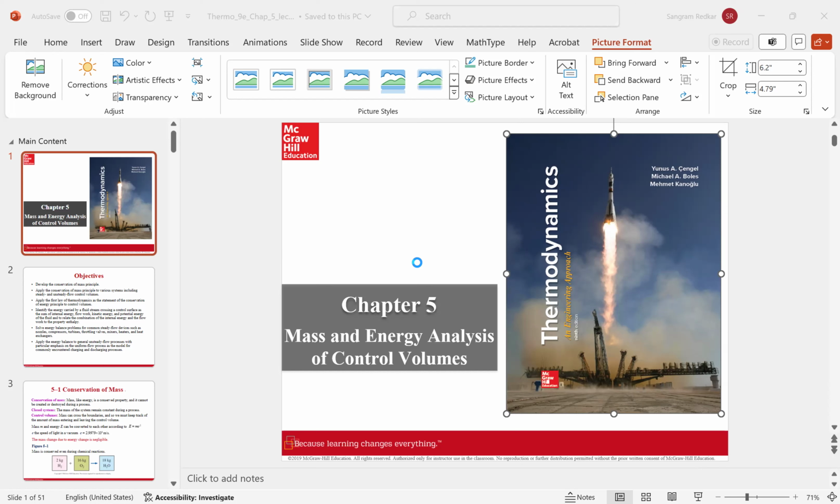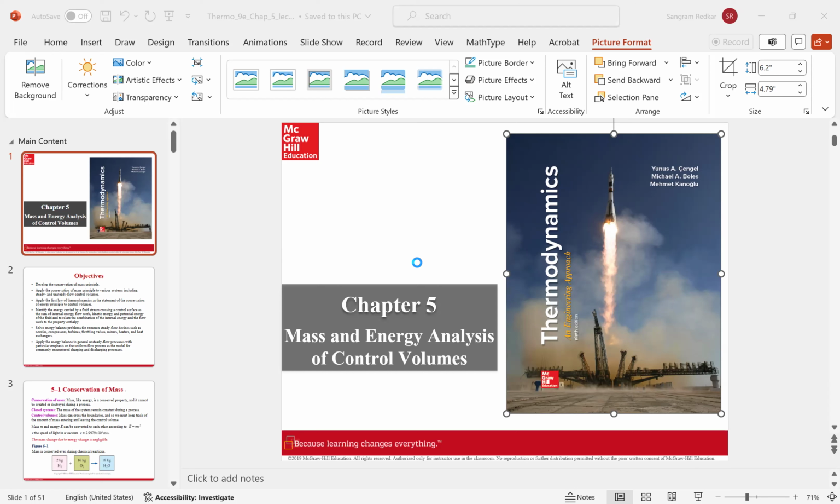We also talked about this as the concept of head, where head is nothing but energy per Newton. The same equation is written over here. U is the internal energy, Ke is the kinetic energy, and Pe is the potential energy.